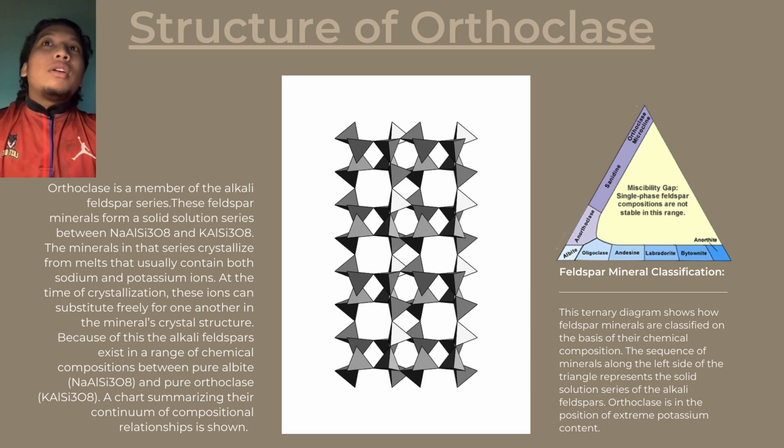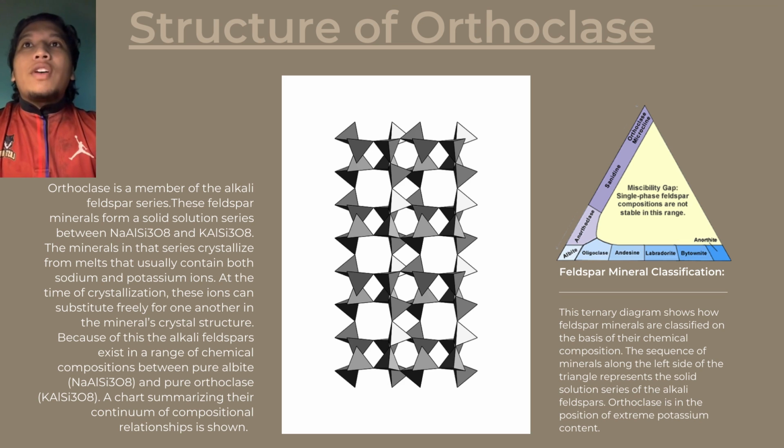Next, we are going to talk about the structure of Orthoclase. As I said before, Orthoclase is a member of the alkali feldspar series. This feldspar mineral forms a solid solution series between NaAlSi3O8 and KAlSi3O8. The minerals in the series crystallize from a melt that usually contains both sodium and potassium ions. At the time of crystallization, these ions can substitute freely for one another in the mineral crystal structure.